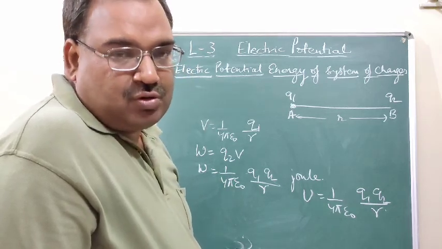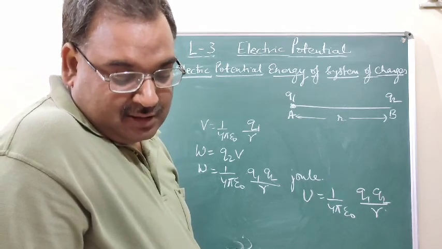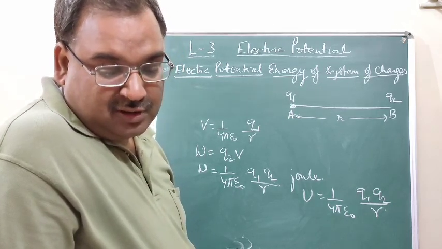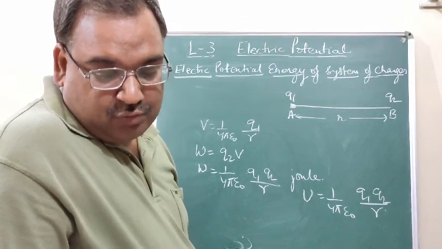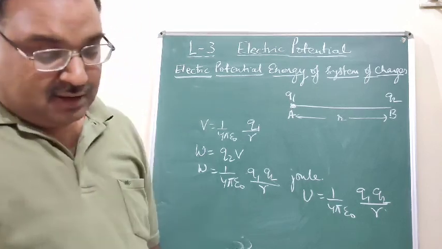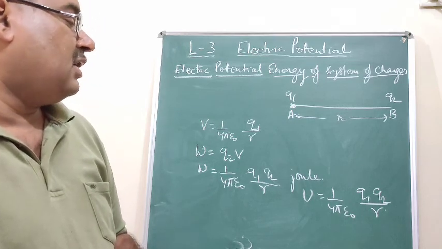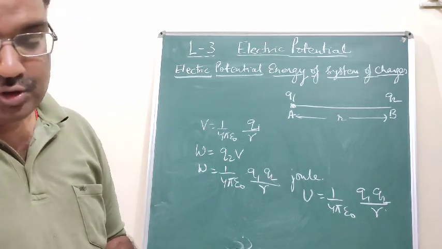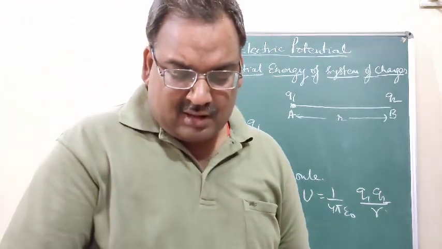This work done is stored in the form of electric potential energy, which is denoted by the letter U. U is equal to 1 upon 4 pi epsilon naught Q1 Q2 upon r. Is it clear? So in a system of charges, electrical potential energy is given by the formula 1 upon 4 pi epsilon naught Q1 Q2 upon r. Then there are certain important things to be told.